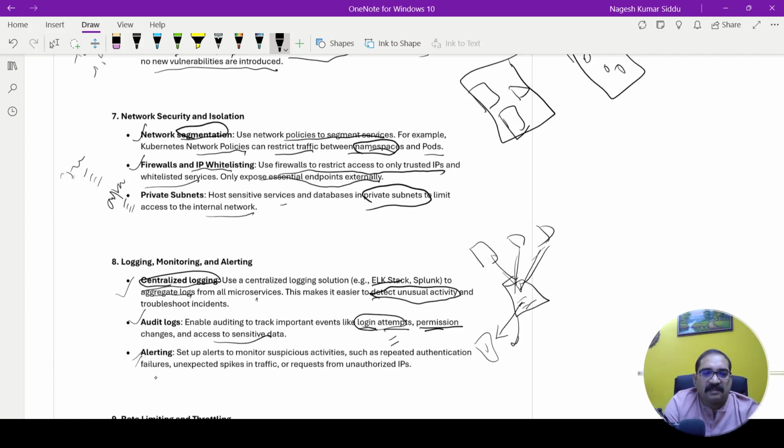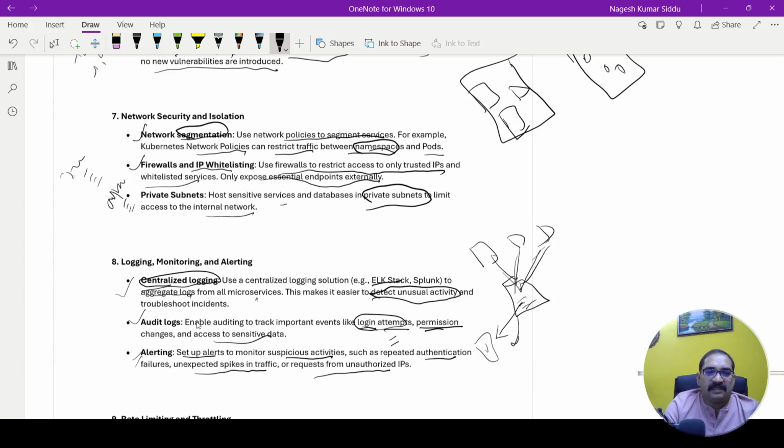Now alerting is a mechanism where if any metric is crossed or any threshold is changed, then we'll get an alert. So we can set up alerts to monitor suspicious activities such as repeated authentication failures or unexpected spikes in traffic or requests from unauthorized IPs. So we can get an alert if malicious things are happening. We can configure our alerting system to send us an alert, maybe an email or maybe some other mechanism, to say there is something going on in an unsecured way.